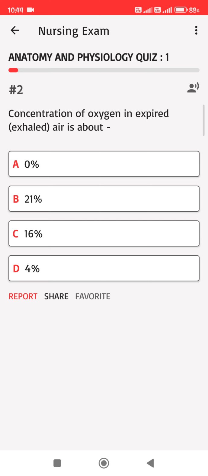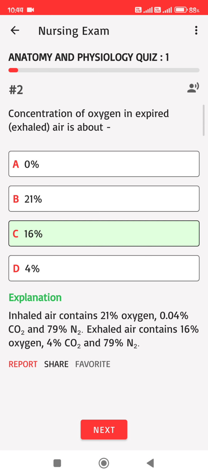Concentration of oxygen in expired exhaled air is about A. 0%, B. 21%, C. 16%, D. 4%. Correct answer: C. Inhaled air contains 21% oxygen, 0.04% CO2 and 79% N2. Exhaled air contains 16% oxygen, 4% CO2 and 79% N2.